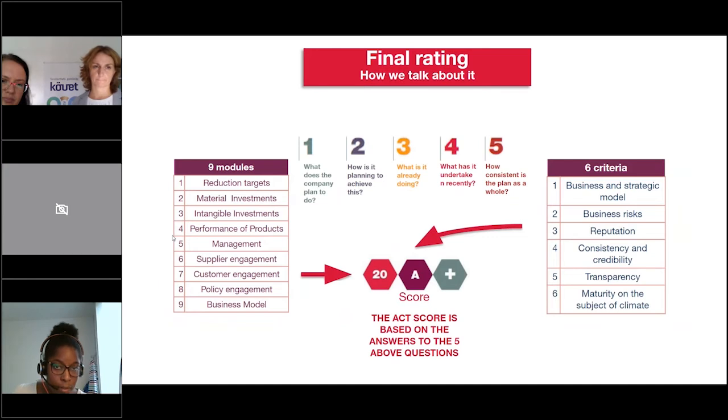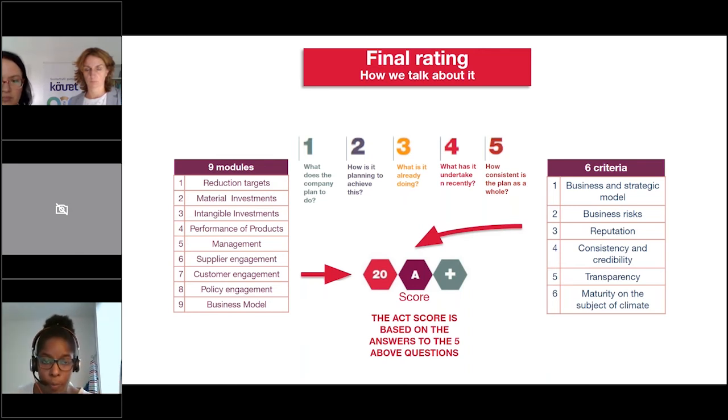And the final rating of the company will consist of 3 elements. The performance score, which is the outcome of the company's answers regarding the 9 topics corresponding to the 9 modules presented in the previous slide, and it's based on numeric indicators.